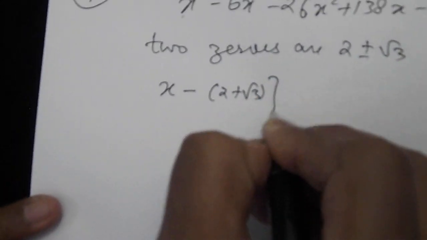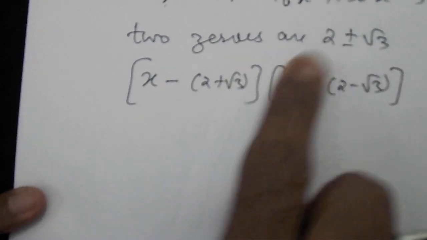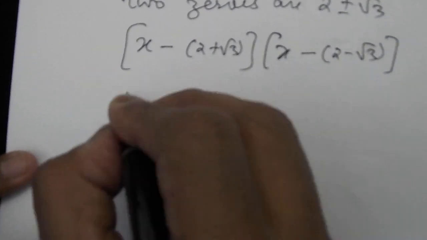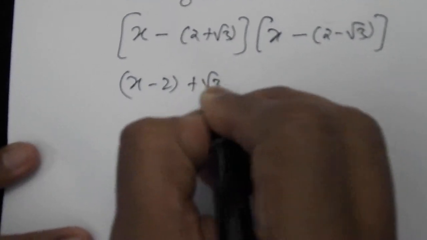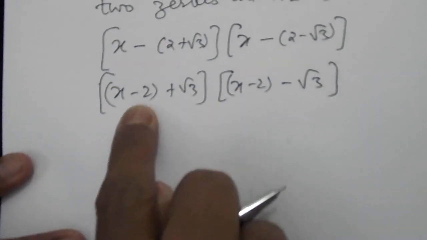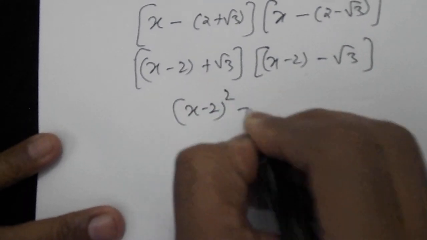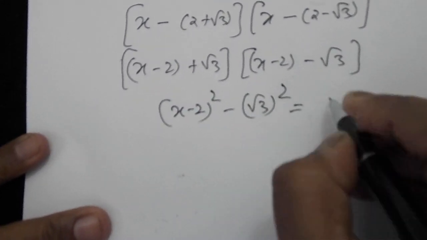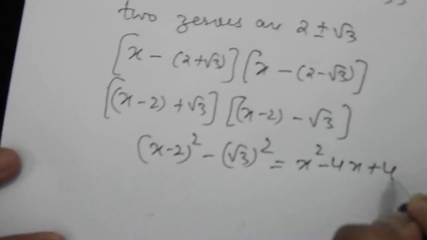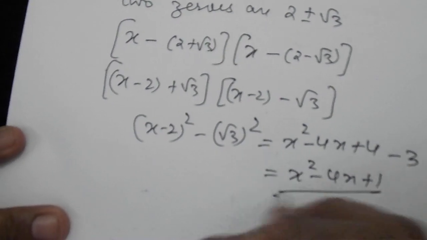plus root 3 multiplied with x minus 2 minus root 3. If these are the two zeros, then the factors are this. Now we open this, we write x minus 2 plus root 3, and here we write x minus 2 minus root 3. Using a plus b into a minus b, a square minus b square, we get x minus 2 whole square minus root 3 whole square. This, let us open the bracket, x square minus 4x plus 4 minus 3. So this gives us x square minus 4x plus 1. So this is a polynomial.